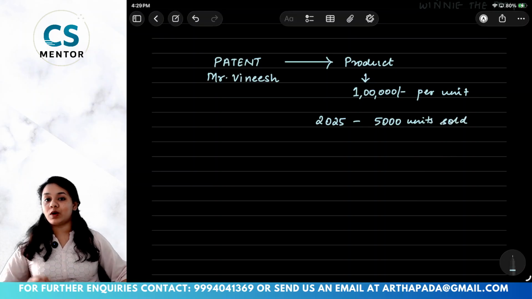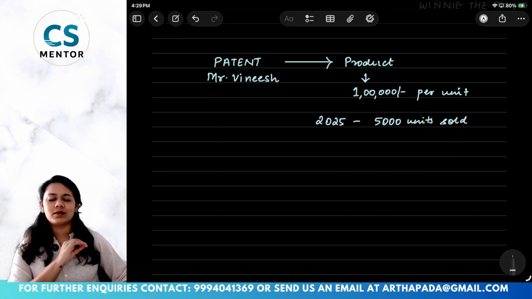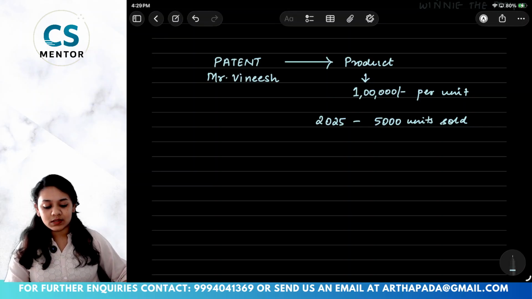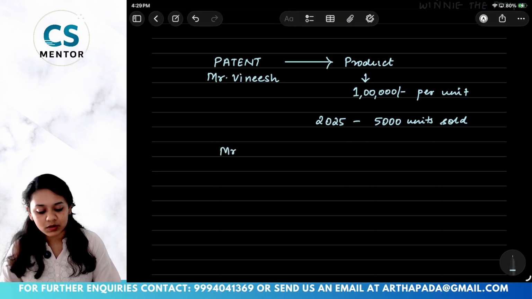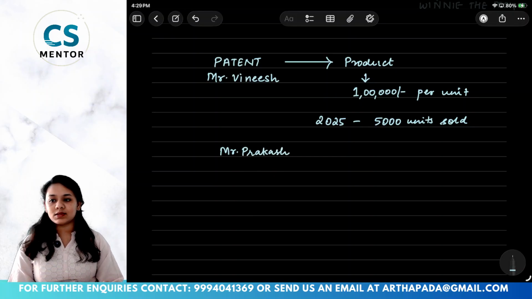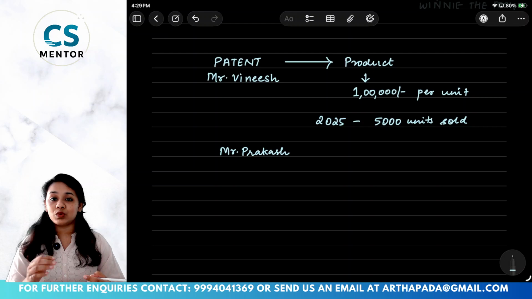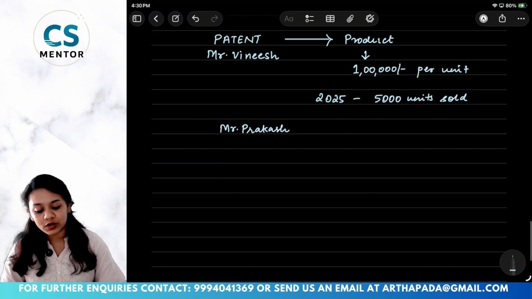5,000 units for 1 lakh rupees per unit is a great business opportunity. Great. Now, seeing this business model working out, one person named Mr. Prakash comes in. He sees this and thinks, wow, if I had the same product, but I won't sell it at 1 lakh rupees, I'll sell it for 80,000 rupees. So, what does he do?